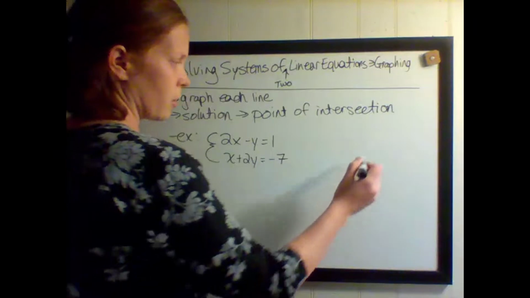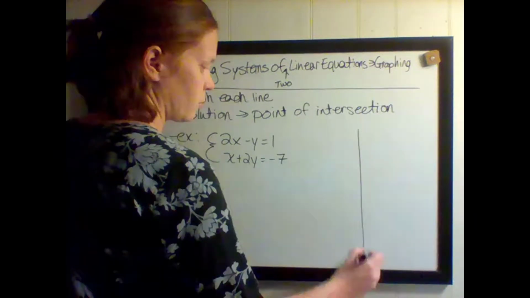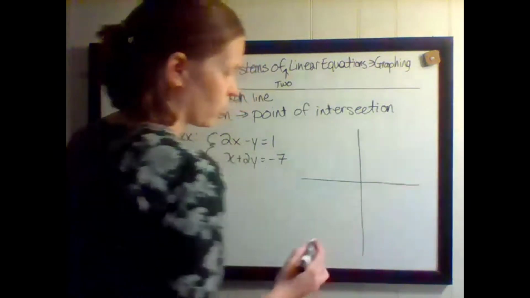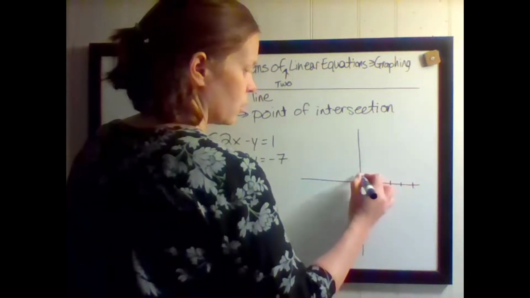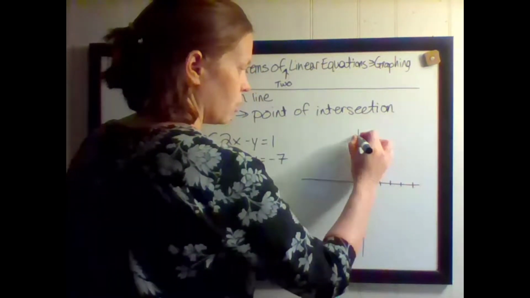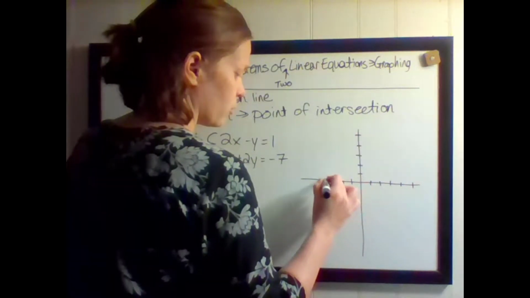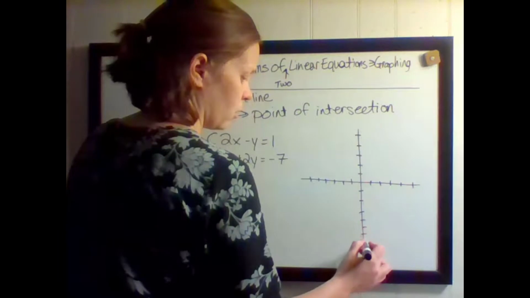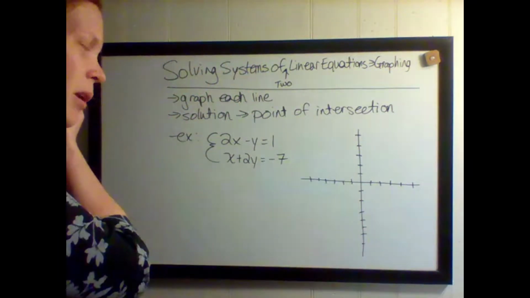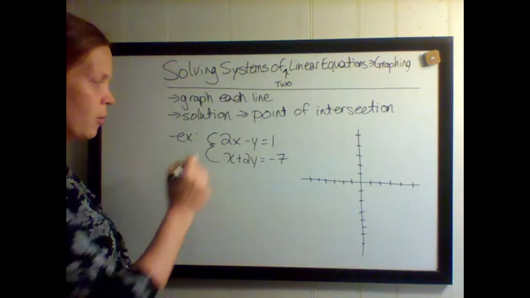And I'm going to try to be as accurate as I can, because it's very important with these, so that when we find that point of intersection, we get it exactly right. Ideally, if you use graph paper, that's the best thing to do. So let's see what happens. How about with this first one?